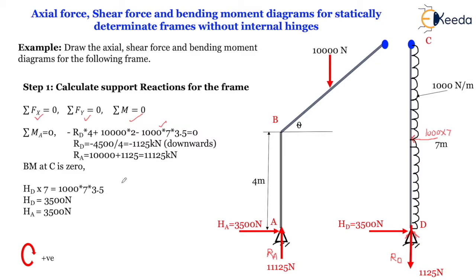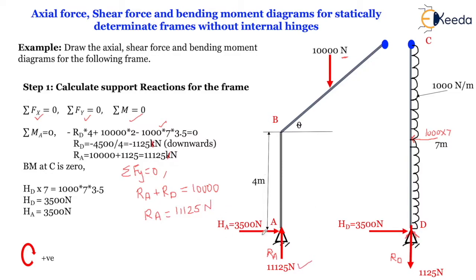Now when we do summation of forces in y direction, what we will write is RA plus RD equals 10,000. So our normal equation, without knowing whether RD is up or down, would have been like this. When we substitute, now we come to know that RD is 1125. So when you substitute that, our RA value becomes 11,125 Newton. Sorry, this is all in Newton. So our answer becomes 11,125 Newton, and this is correctly written over here.